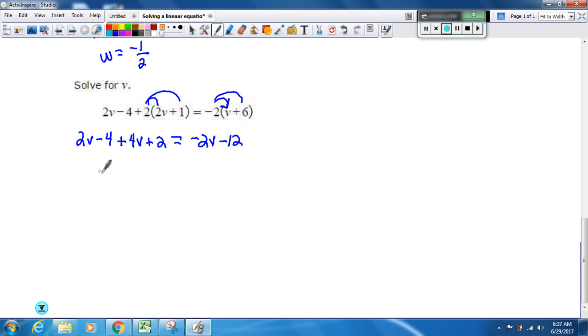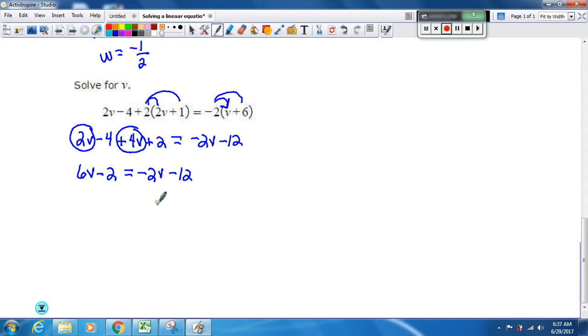Okay, in front of your equal sign, I can put my v's together. So 2v plus 4v is 6v. Also in front of the equal sign, I've got a negative 4 plus 2. That's a negative 2 when I put those together. Equals negative 2v minus 12. There's nothing after the equal sign that can be combined, so I just write them down.